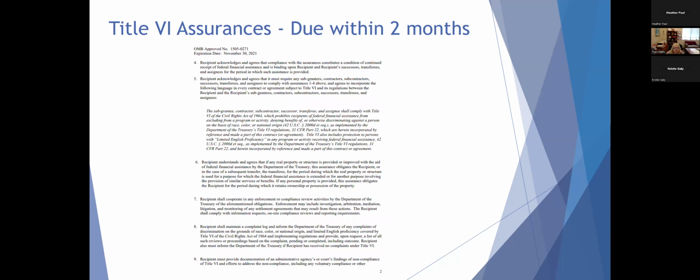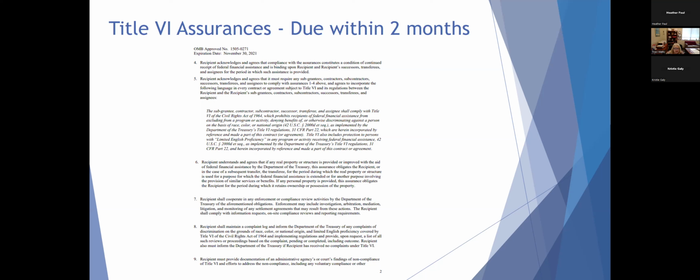I also want to point out number 5, that the recipient acknowledges and agrees that it must require any sub-grantees, contractors, subcontractors, successors, transferees, and assignees to comply with the assurances 1 through 4 above, which we've already seen, and that you agree to incorporate the following language in every contract or agreement subject to Title VI and its regulations between the recipient and the recipient's subgrantees, contractors, subcontractors, successors, transferees, and assignees. And then it lists that paragraph. So please make sure that you're including that information in each of your agreements.